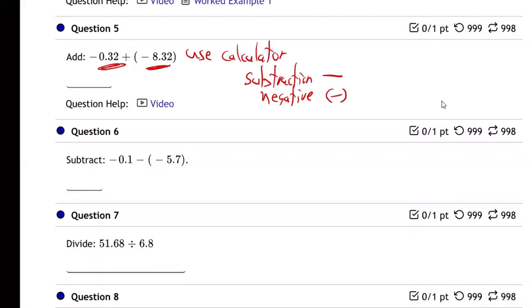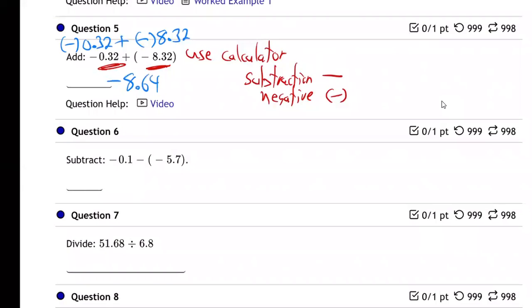So on this one, for example, we would go negative 0.32, add negative 8.32, like that. The negatives are usually in parentheses, but not always. Every calculator is a little bit different. But just type that into your calculator. You should get the answer. What is it? Negative 8.64.